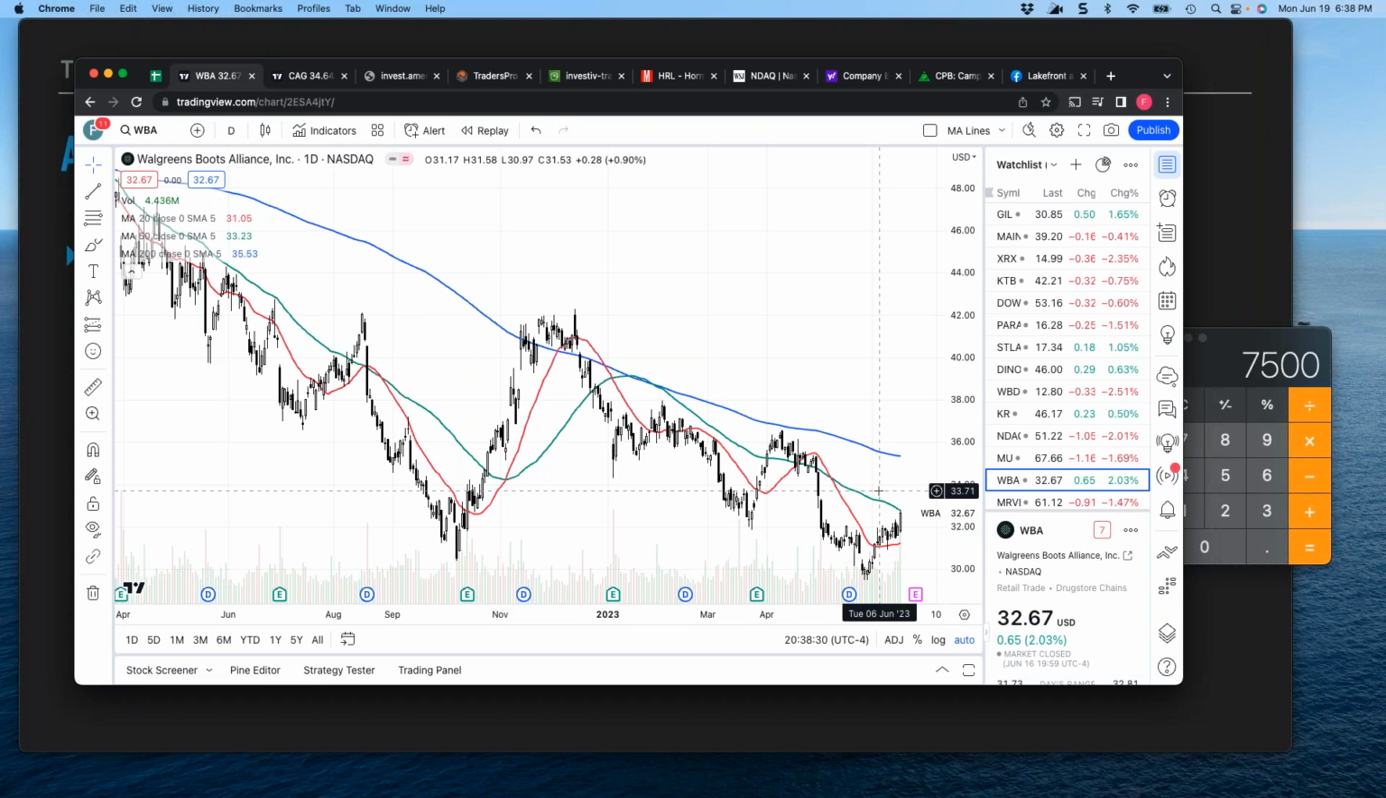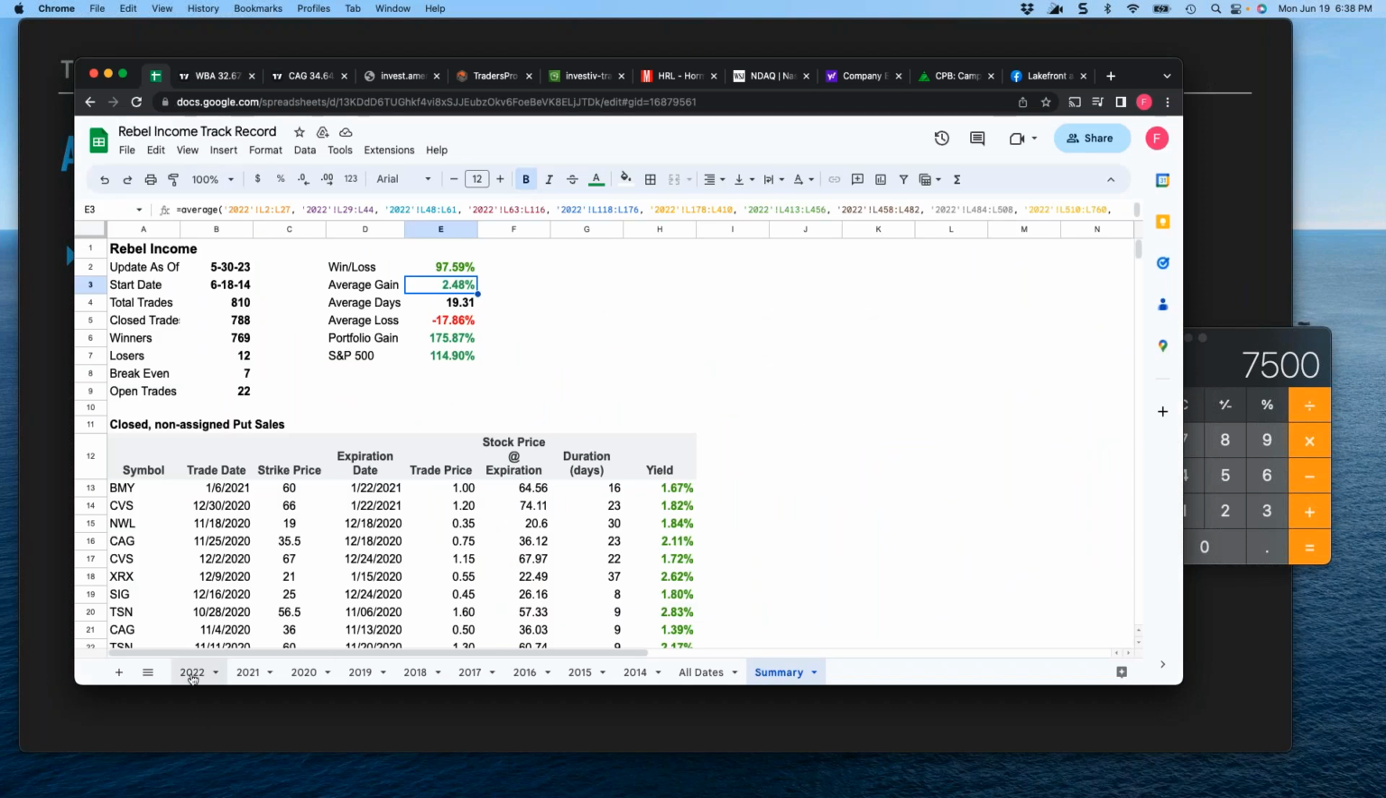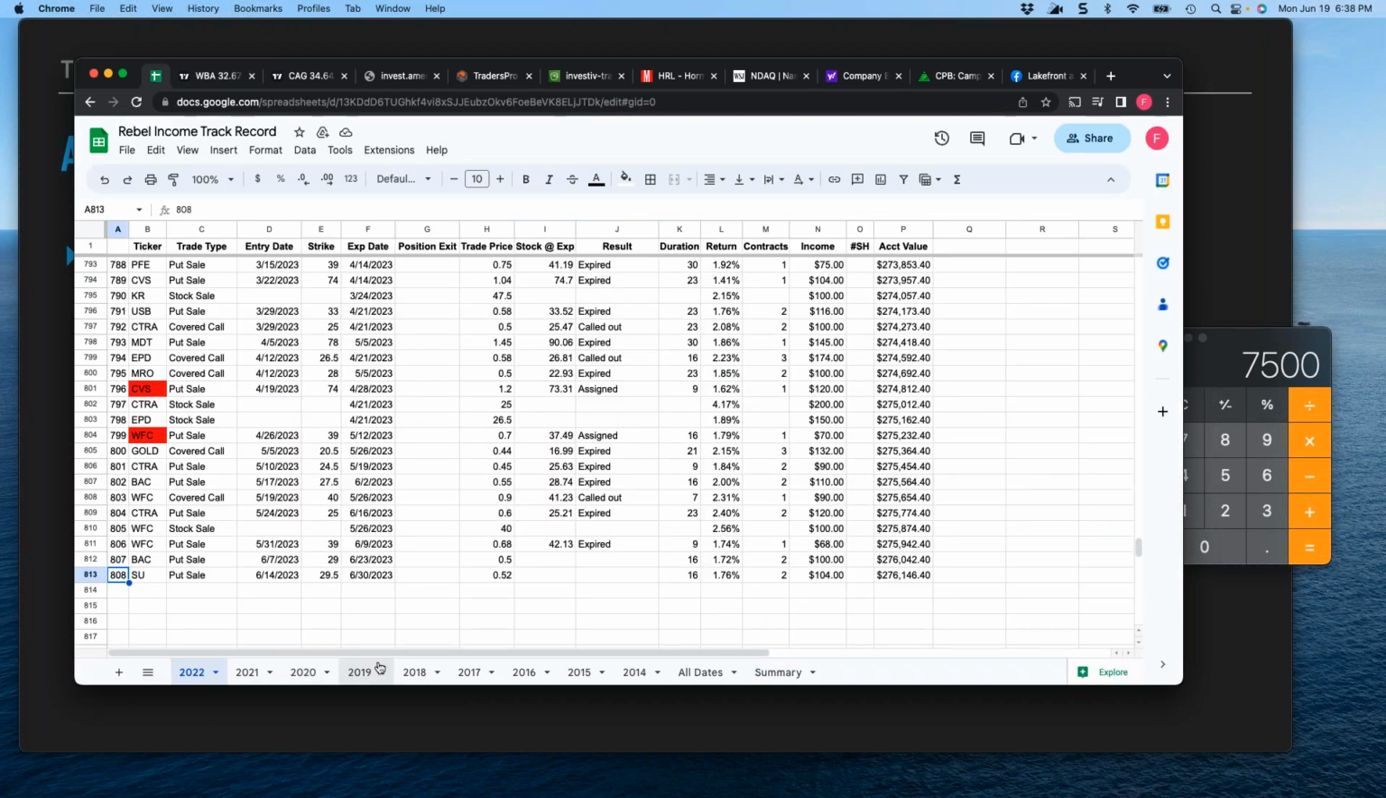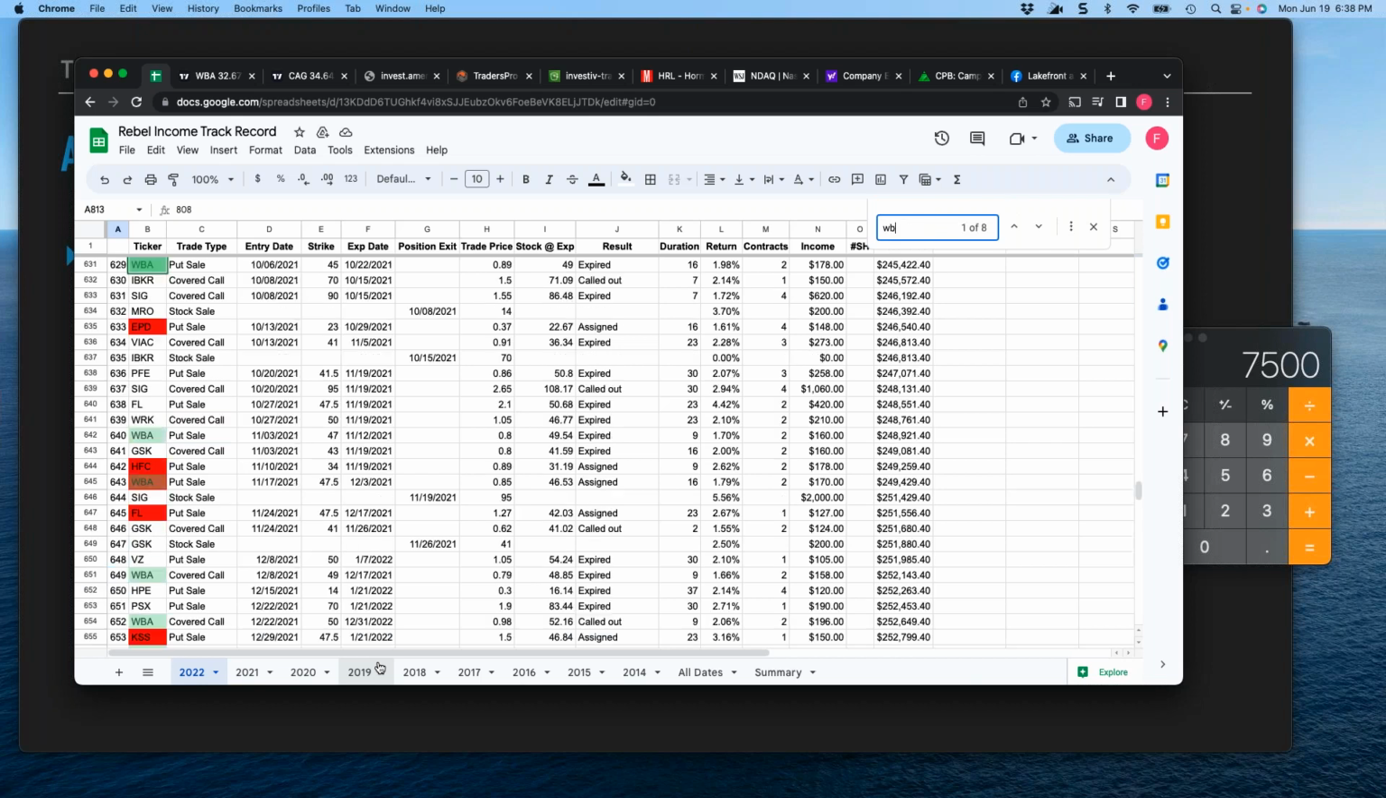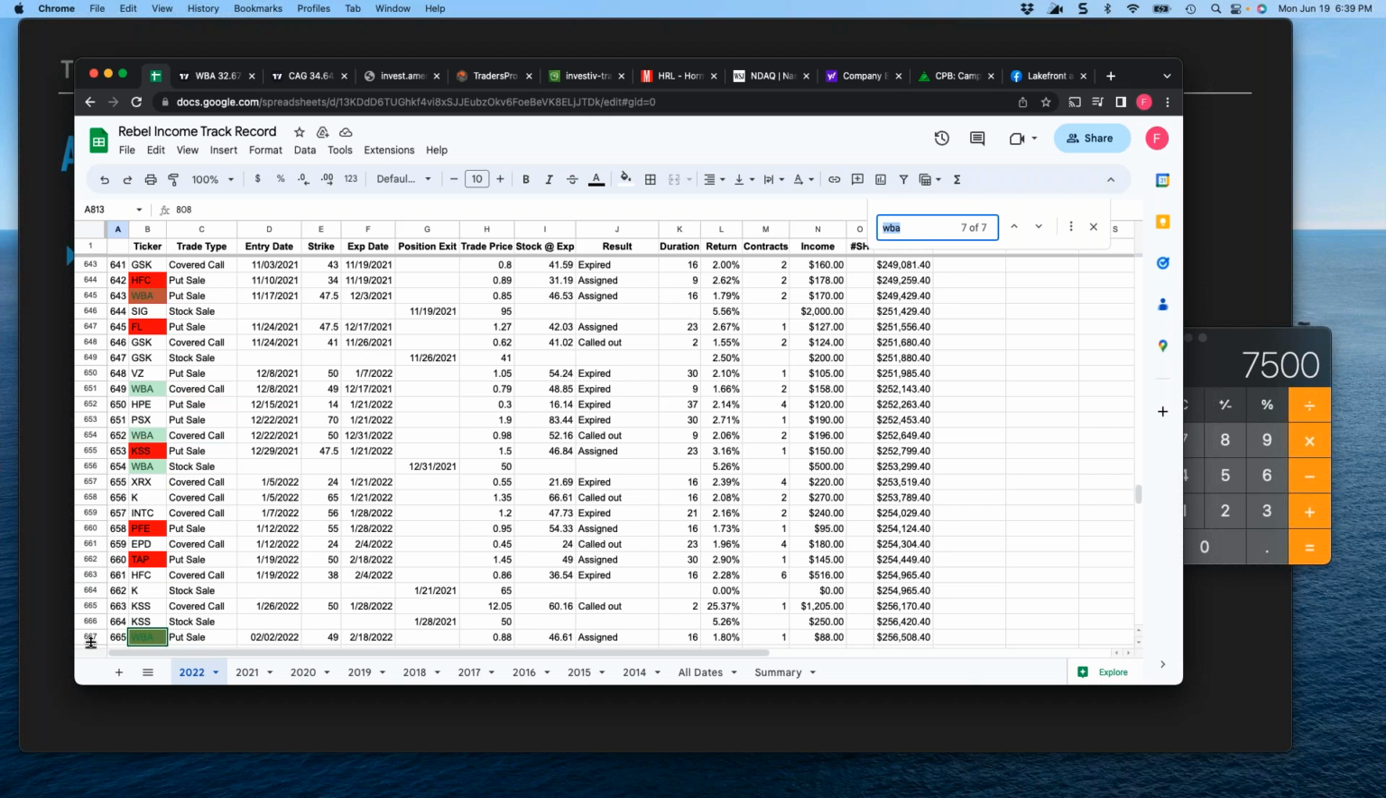Walgreens Boots Alliance, WBA. This is a stock that I was assigned some time ago at around $50 per share, and I'm still holding. Just a moment, let me find it. Here it is. I was assigned about a year and a half ago at $49, and I've watched the stock continue to stay below that $49 price ever since.